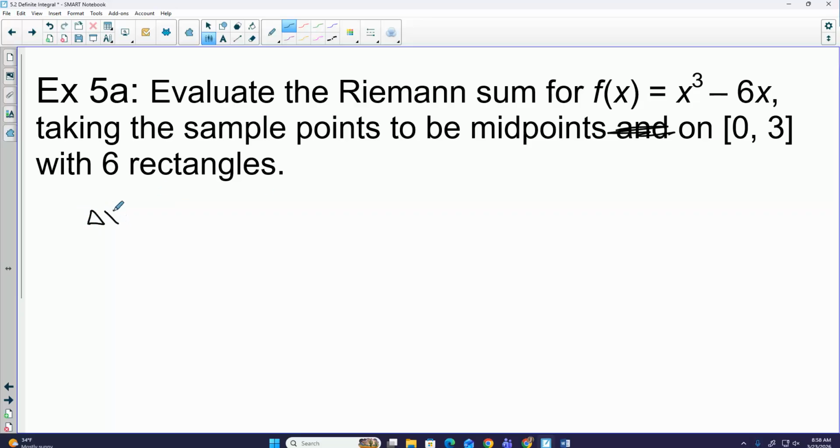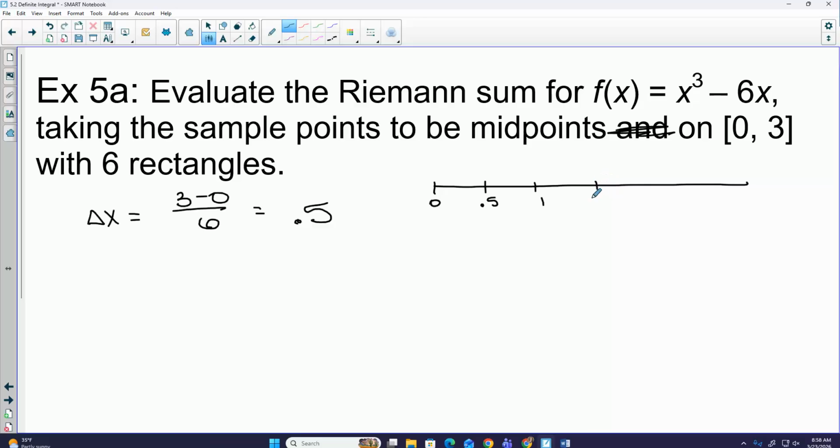So my change in x is ending minus beginning divided by 6, because 6 rectangles. So my change in x is 1/2 or 0.5. If you think about what's happening, starting at 0, we're going up by 0.5 every time, right? You don't have to draw this picture, but since it's our first example, I'm doing it to illustrate what's happening. So this would be how we're breaking up the x-axis.